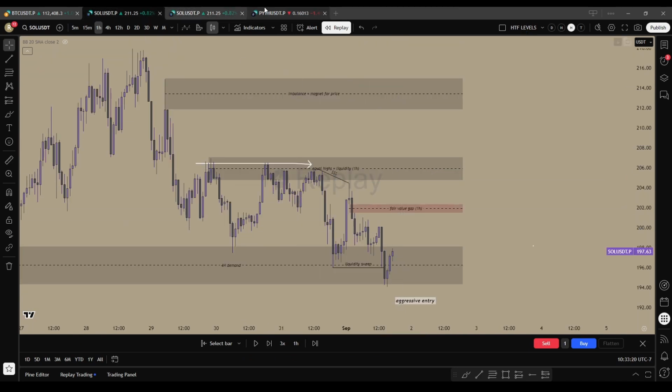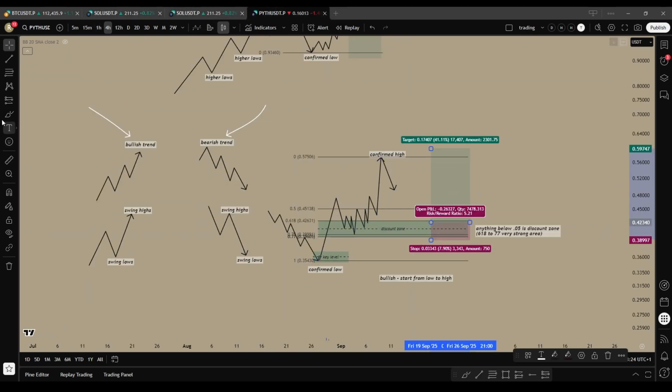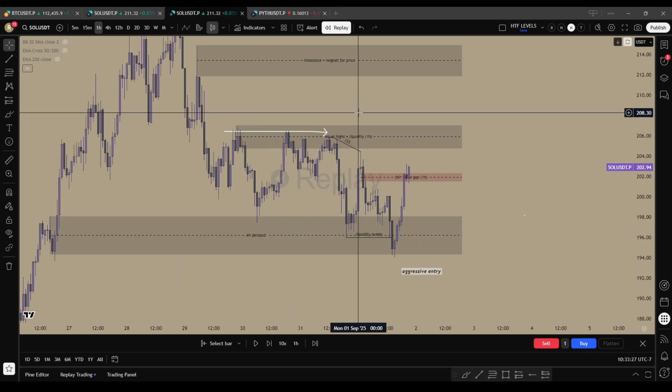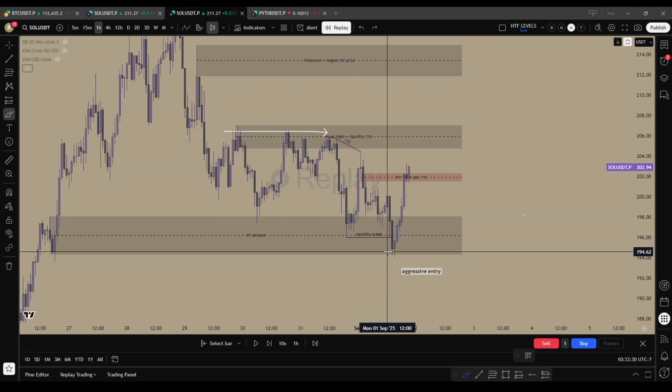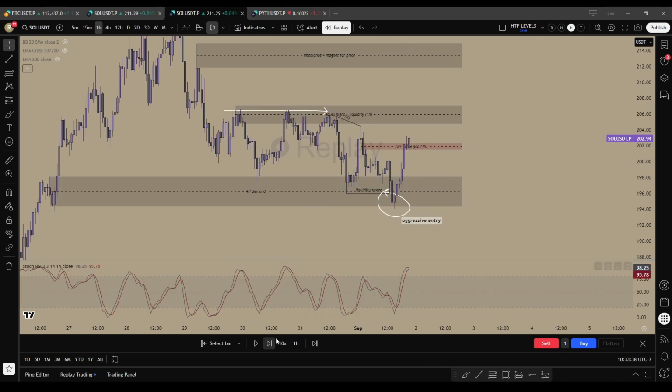And now we really want to see price pull back into our discount zone, but we need a confirmed low and a confirmed high. Right now we have a confirmed low. We're waiting for a confirmed high, right? Now how do you get a confirmed high? The RSI itself is already overbought, so we're going to be getting a confirmed high pretty soon. Let's wait for price to get rejected.